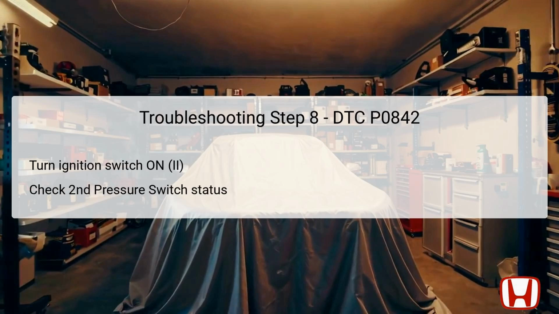Next, turn the ignition switch back to the ON position to re-engage the vehicle's electrical systems. This action powers the diagnostic system and allows for testing of the second pressure switch. With the HDS, check the status of the second pressure switch in the automatic transmission (AT) data list to determine whether it is off. In this test, the pressure switch should ideally remain in an off state.